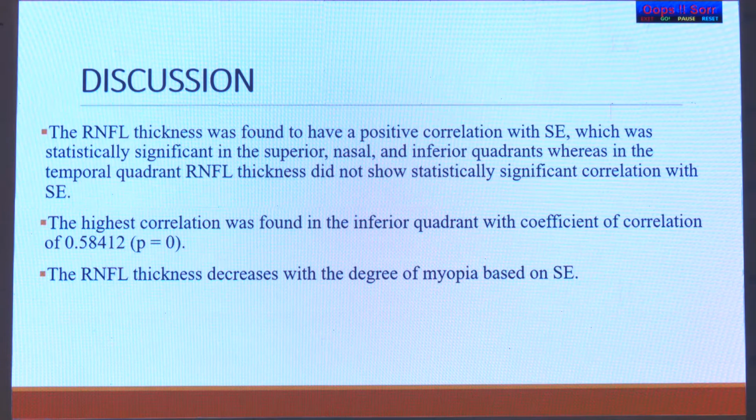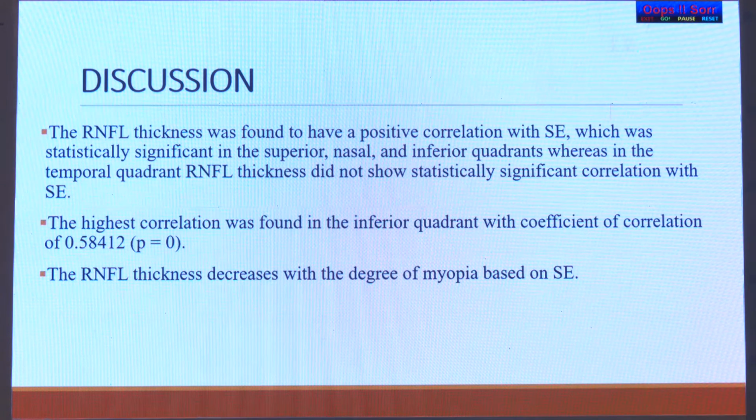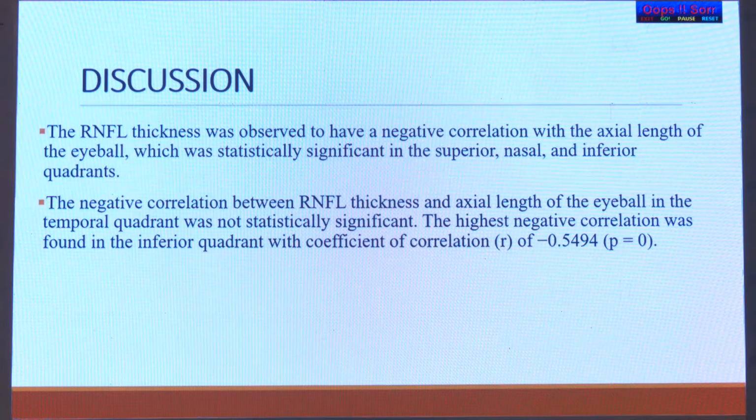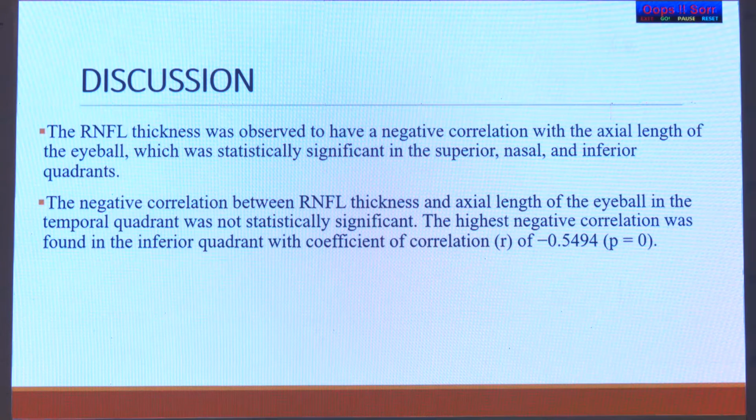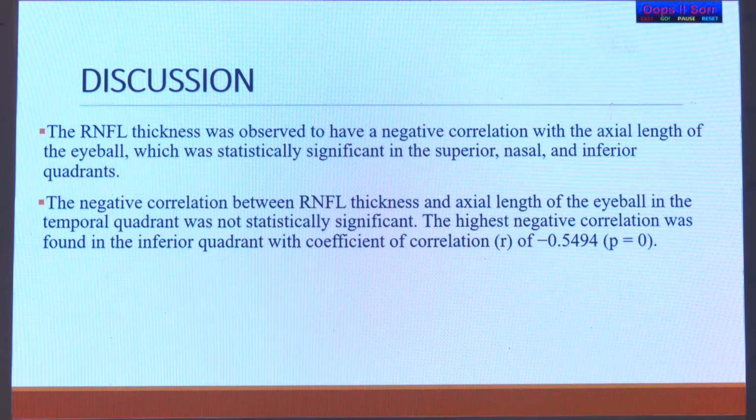The highest correlation was found in the inferior quadrant with a coefficient of correlation of 0.58 with P equal to 0, and RNFL thickness decreases with the decrease of myopia. Then RNFL thickness was observed to have a negative correlation with the axial length of the eyeball, which was statistically significant in the superior, nasal and inferior quadrants. The negative correlation in the temporal quadrant was not statistically significant. The highest negative correlation was found in the inferior quadrant with a coefficient of correlation of 0.549.